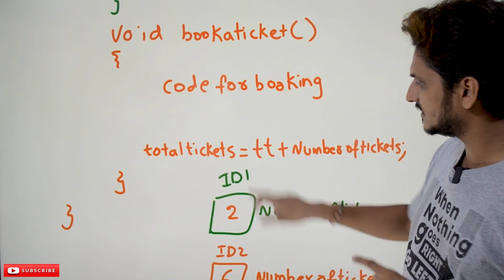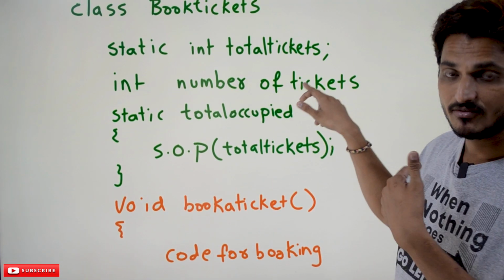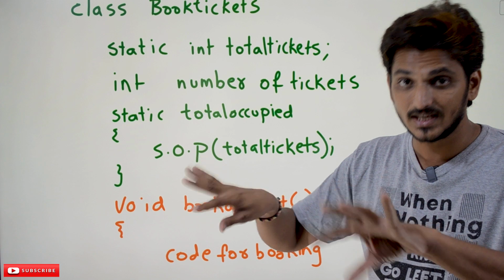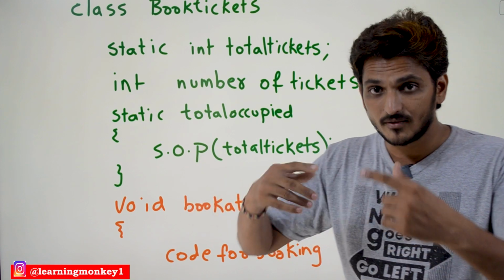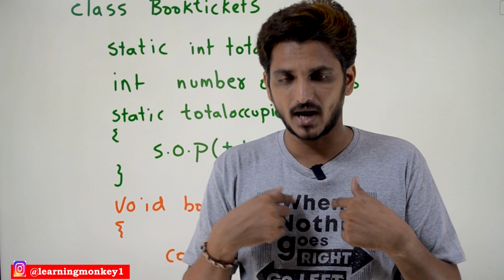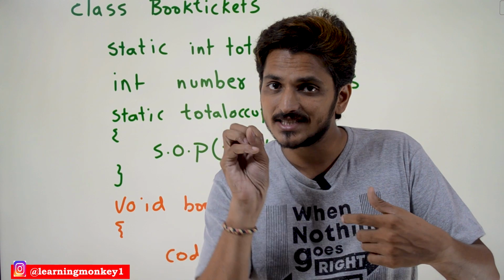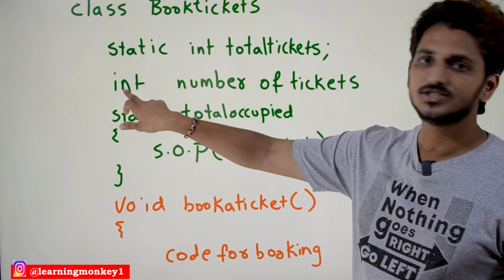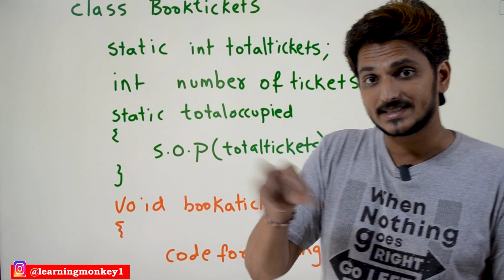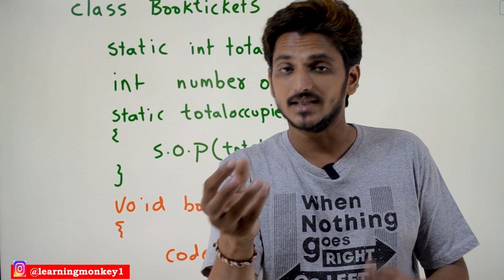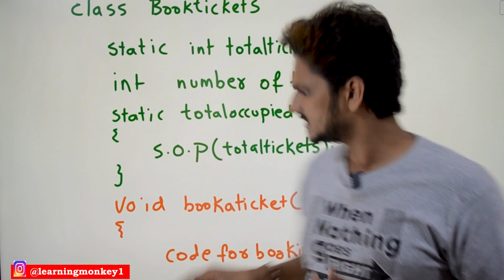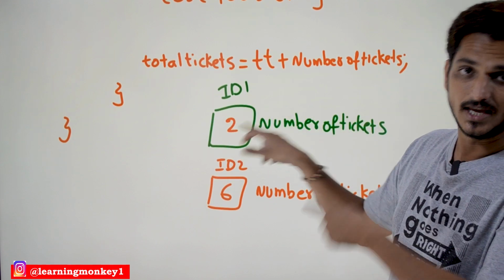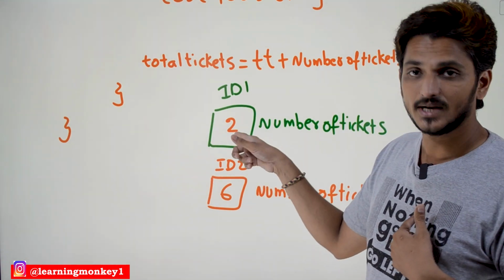That is the reason: number of tickets ID 1 is going to buy, number of tickets ID 2 is going to buy. We need a separate space for each ID. Whenever I log into the website as ID 1, a separate space is assigned. Assigning space, we call it an object. That's why this is written as an instance variable. Whenever I log into the website, a separate object is created for me and that object is assigned to me. A separate object means a separate space for numberOfTickets has been created. In that space, I am going to store how many tickets I am going to buy.